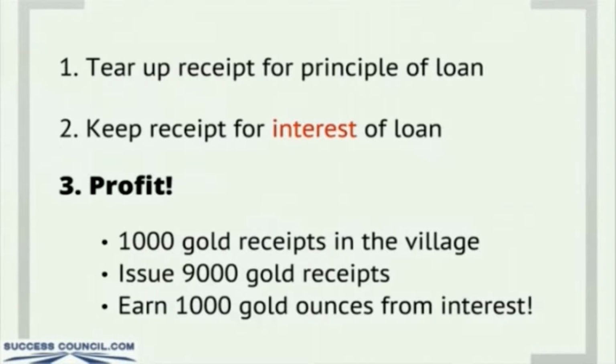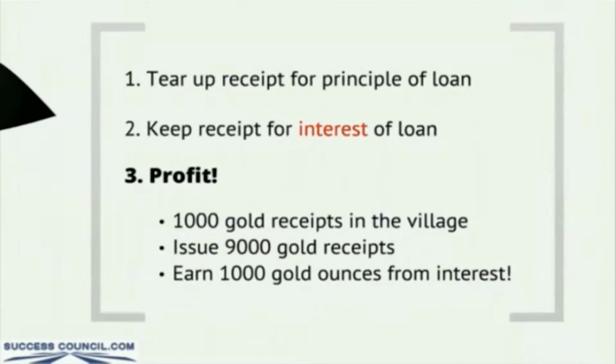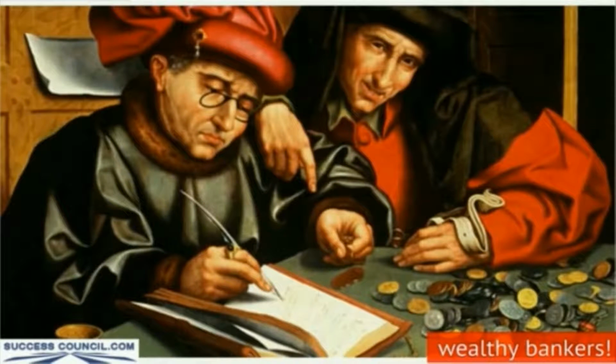Well, the goldsmith got really good at this. He did it again and again and with more and more money. So imagine you are the only gold banker in the village, and there's, say, 1,000 ounces of gold receipts floating around the village economy. And now you've figured out that you can lend 9,000 ounces of gold receipts out to people and charge interest. How long do you think it would take before you had the 1,000 ounces of real gold receipts from all the interest you're generating? Not long at all. Very quickly, the goldsmiths became some of the wealthiest people in the cities of Europe. While everyone else worked hard, they just printed unbacked gold receipts and charged the citizens interest on it.